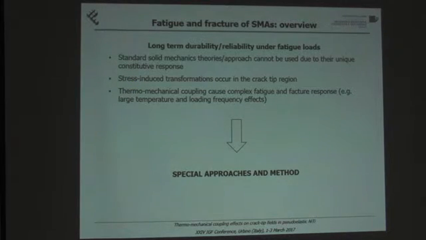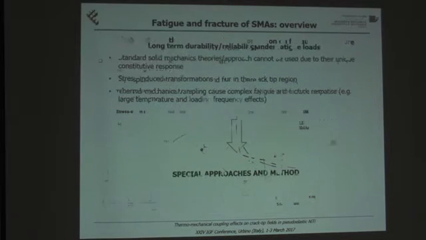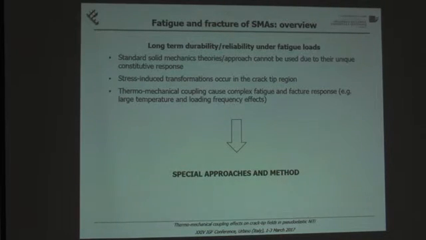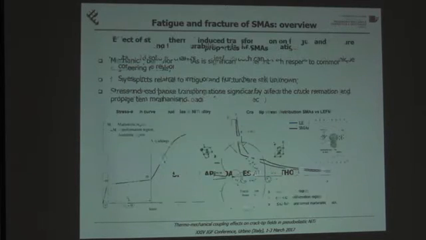the high values of local stresses arising near the crack tip, for example, cause stress-induced martensitic transformation. And these local stress-induced transformations are significantly affected by the temperature. So there is a marked coupling between stress, strain, and temperature. It means that special approaches and methods should be used, which are completely different with respect to standard theories for elastic and elastic-plastic materials.